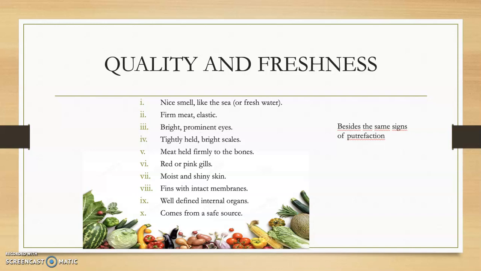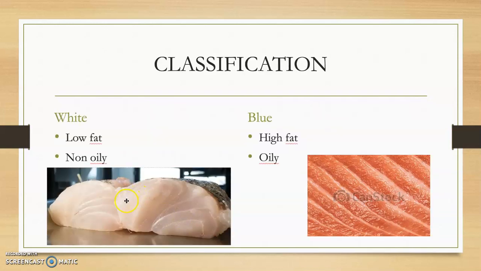The ninth point, it has to have well-defined internal organs, and if it has no organs, we have to check that the organ cavity is very moist. In the 10th place, we have to be sure that it comes from a safe source. There we have that the freshwater fish can be classified into white, that has no fat or a low fat percent, and the blue one that has a high fat and is very oily.